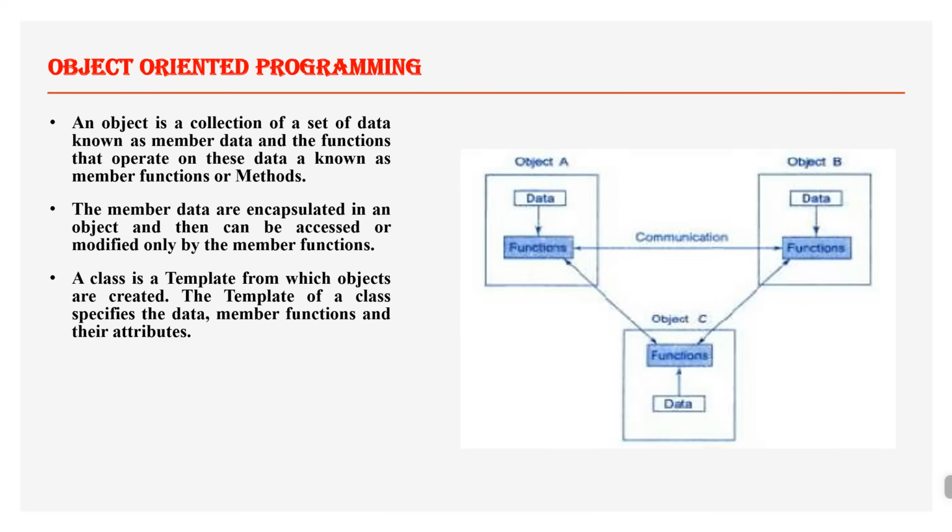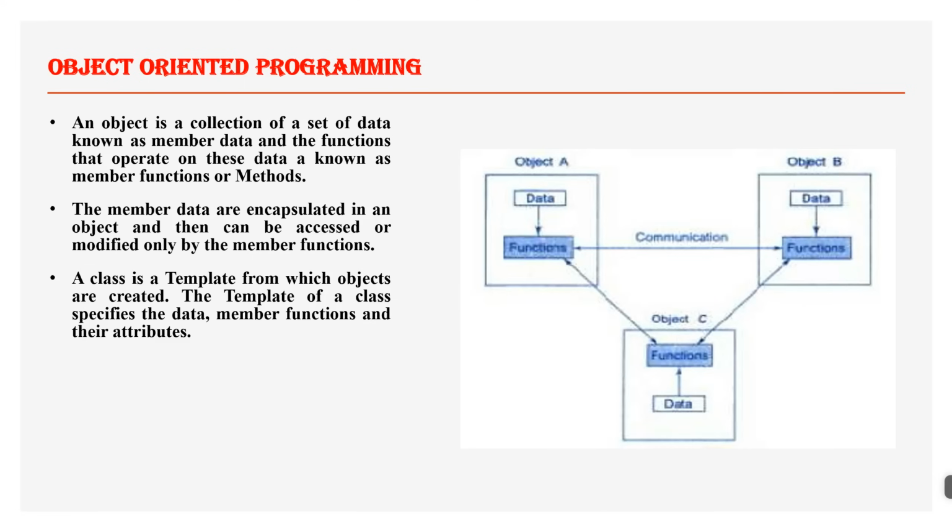What is an object? It is a collection of a set of data. What do you call that data? We call that data member data, and the functions that operate on those data, we call member functions, which are called methods. So two points to understand.